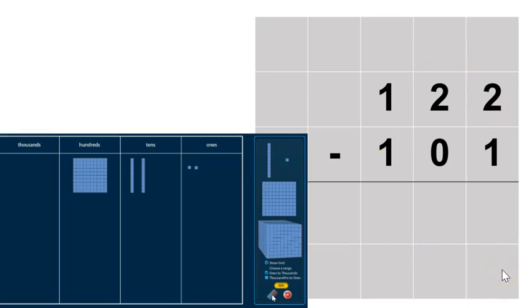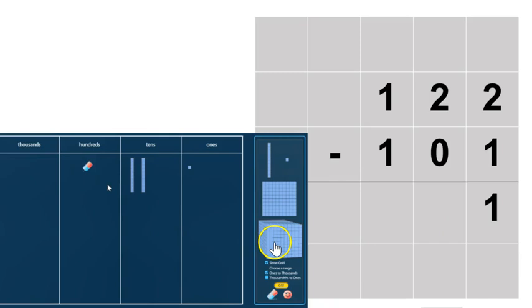Now I'm going to start my subtraction. So 2 minus 1 leaves me with 1. I don't subtract any tens, and then I subtract my hundreds. So I am left with the difference of 21.